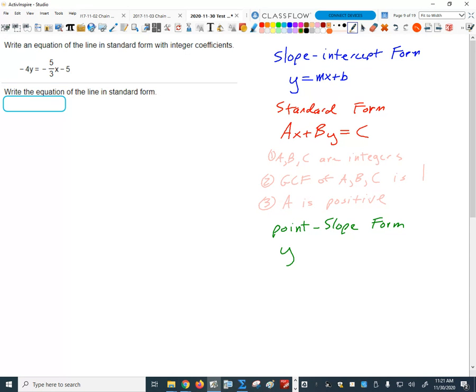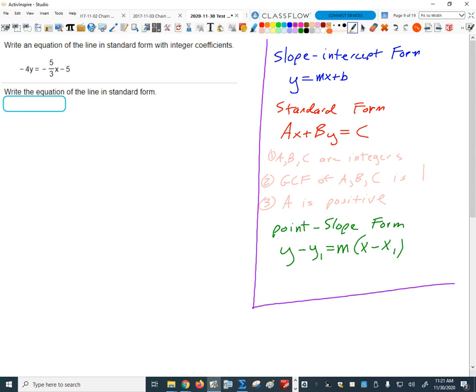Isn't it y minus y1 equals m times the quantity x minus x1? Good. y minus y1 equals m times the quantity x minus x1. There you go. So there's all three of our different forms of linear equations, right? There they are.